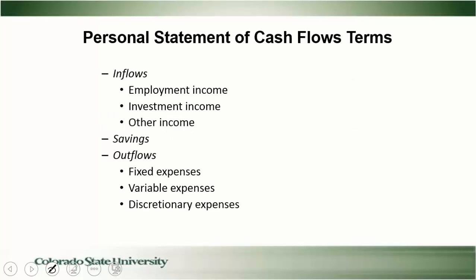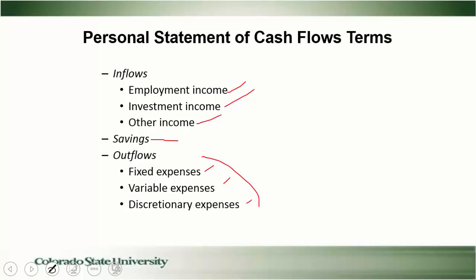So that's what we're going to focus on here. In the cash flow statement, we've got all of our inflows, which are going to be from income, investment income, other sources, random things that might come up, you sell something. Our savings we're going to set aside, and then we have our outflows. And we have a few names for fixed, variable, and discretionary expenses.